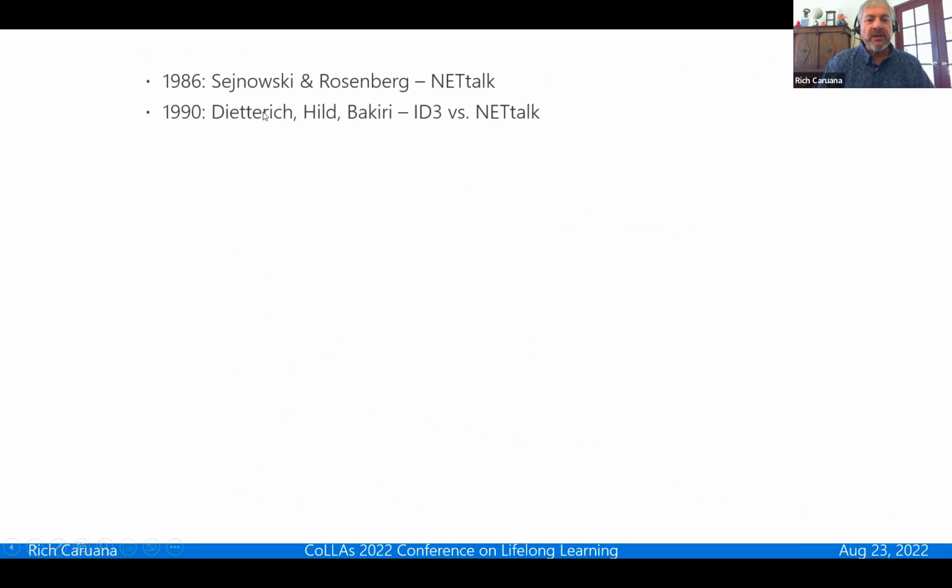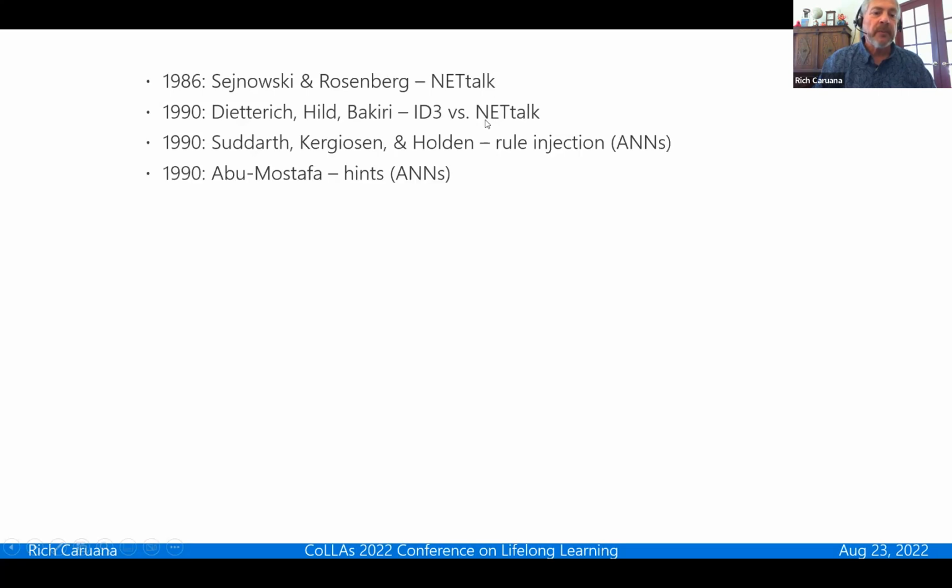A few years later, Dietterich, Hild, and Bakiri did an analysis of why NetTalk worked better on a neural net than it did with ID3, which is a decision tree package. And they said there were a number of reasons why the neural net was working better than the decision trees. But one of the reasons they thought was because all of these phoneme tasks were being trained together on one neural net, as opposed to with ID3, you were training separate decision trees for each of these. So this was an early recognition that there might be some advantage to training these things together.